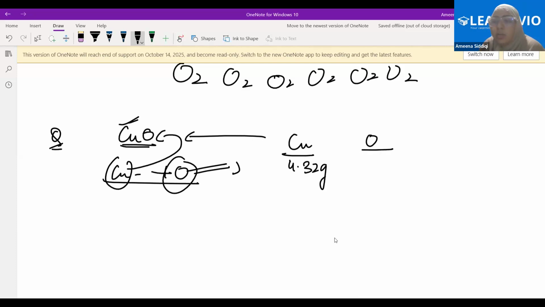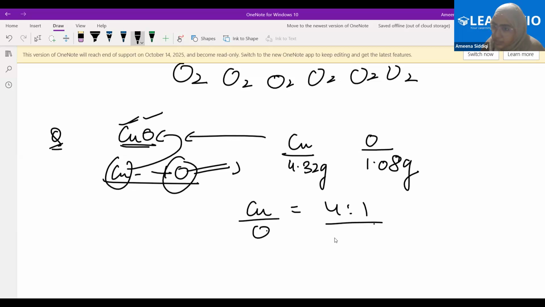What's the value for oxygen that you have solved? 1.08 grams. Okay, I have the value for both of them. If I take the ratio of copper to oxygen in the copper oxide compound, what do I get? Copper to oxygen, I will get 4:1. Okay, I get this ratio.